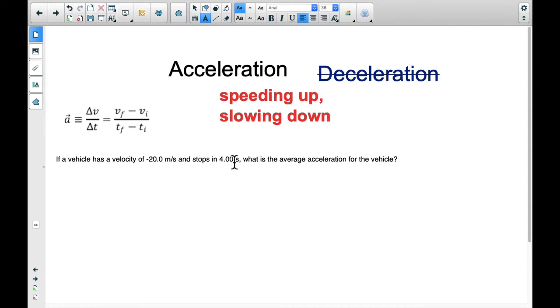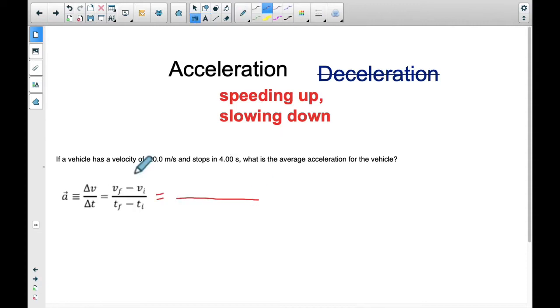Okay, so let's look at an example. So let's use this formula. If a vehicle has a velocity of negative 20 meters per second and stops in 4 seconds, what is the average acceleration for the vehicle? So the final velocity, it came to a stop. So its final velocity is 0 meters per second. We're going to subtract our initial velocity, which was a negative 20 meters per second.